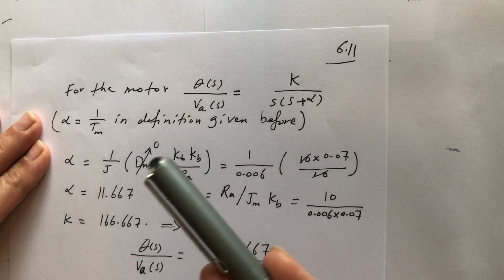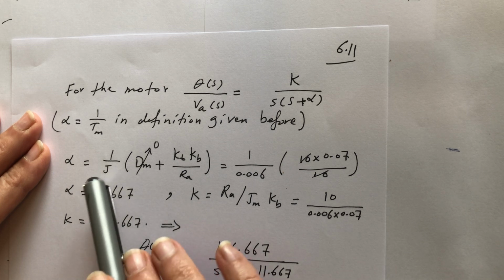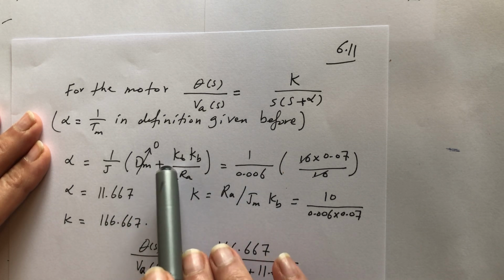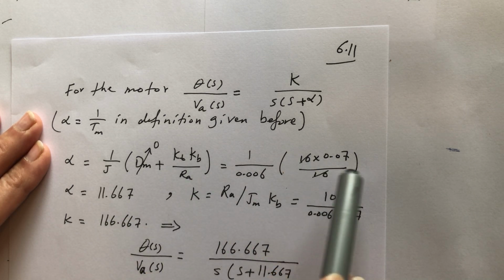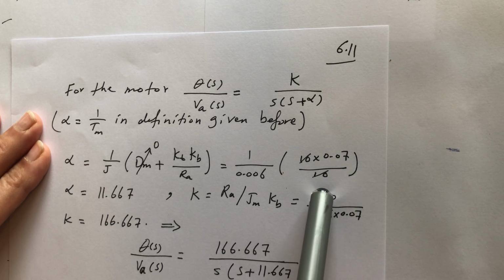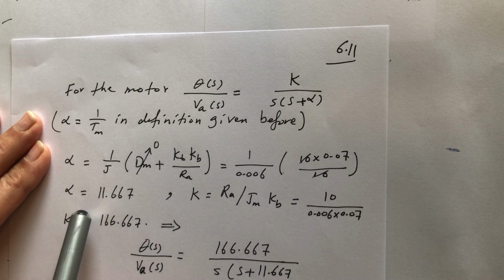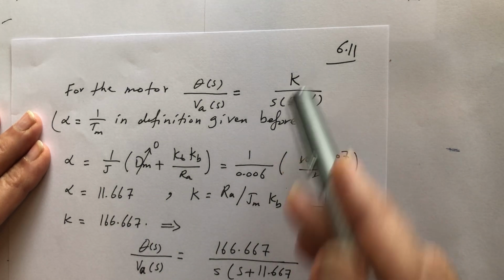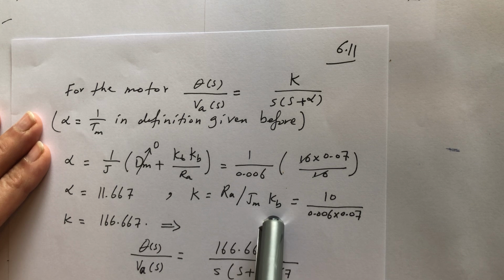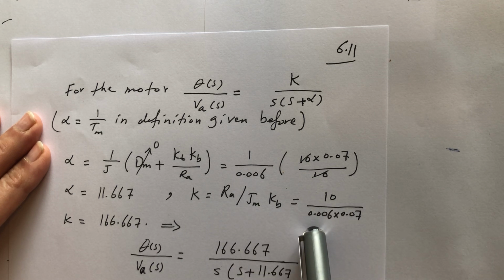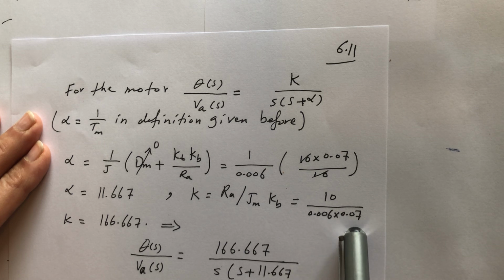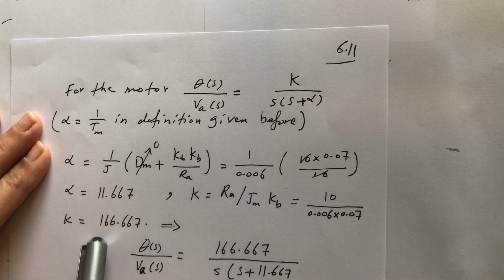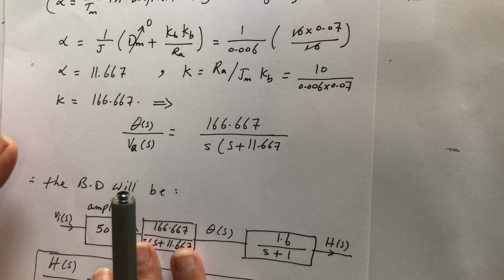Dm is not given, so we consider it as 0. So alpha equals 1 over 0.006, and Kt is given to me as 10, Kb 0.07, Ra equal to 10. So alpha equals 11.66 if I calculate it. K equals Ra over J motor times Kb, which is 10 over 0.006 times 0.07. So I'll get K equal to 166.667, if I go up there.